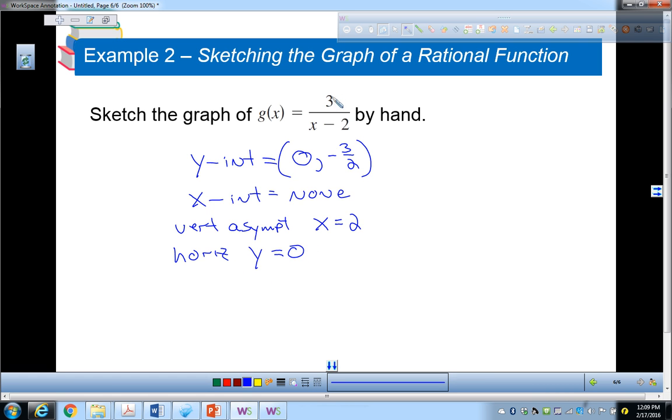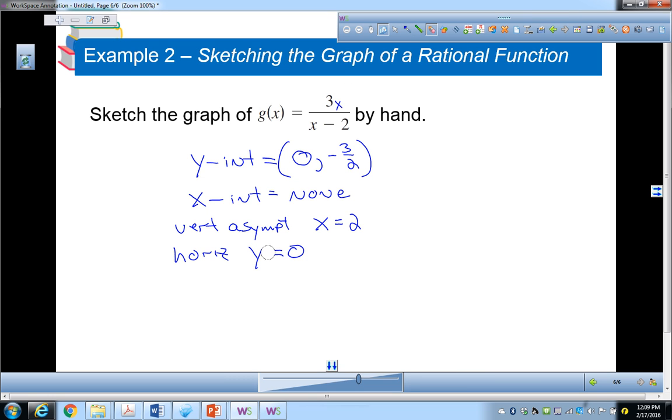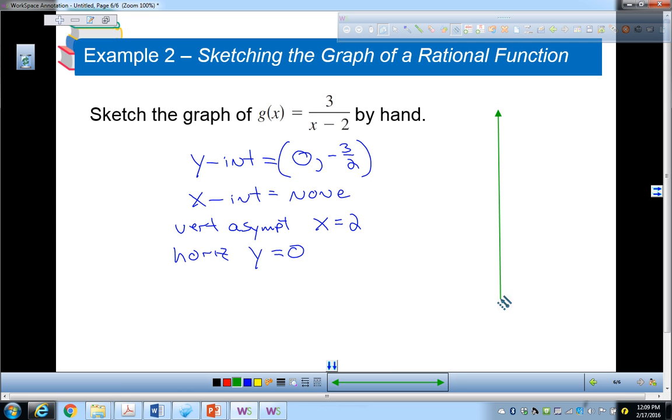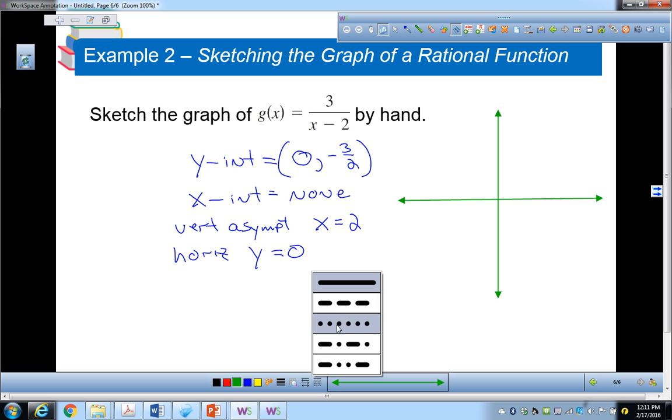And the reason for that is because the degree of the bottom is bigger than the degree of the top. This is considered degree 0. This is considered degree 1, because its exponent is 1. The top could be written as 3x to the 0, if you really wanted to put a coefficient up there. And then the next thing says to plot points in between. I would suggest first doing the graph, or first putting in what you know. So I'm going to sketch in my asymptotes first.